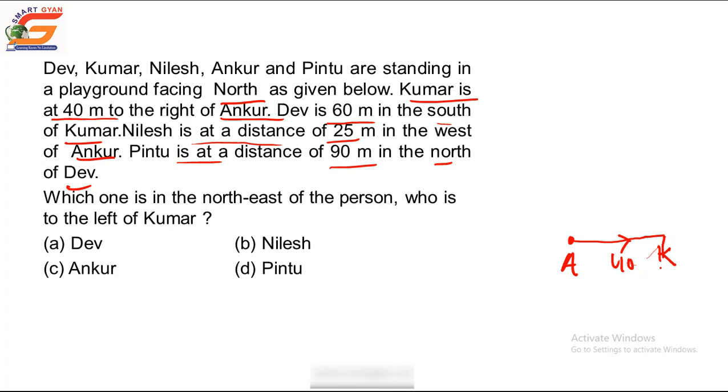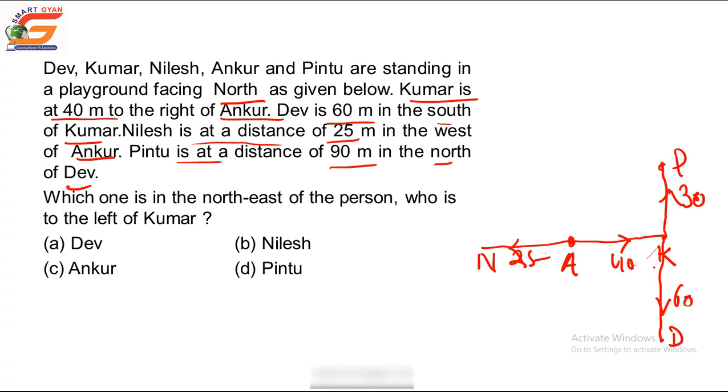Dev is 60 meter to the south of Kumar. So this is 60 and here is Dev. Nilesh is at a distance of 25 meter in the west of Ankur. From this point, Nilesh is 25 meter to the west of Ankur. Try to relate the direction also at the same time. And finally, Pintu is at a distance of 90 meter north of Dev. Dev to Kumar is 60 and Dev to Pintu is 90, which means we will move upward by a further 30 meter. So here is Pintu.